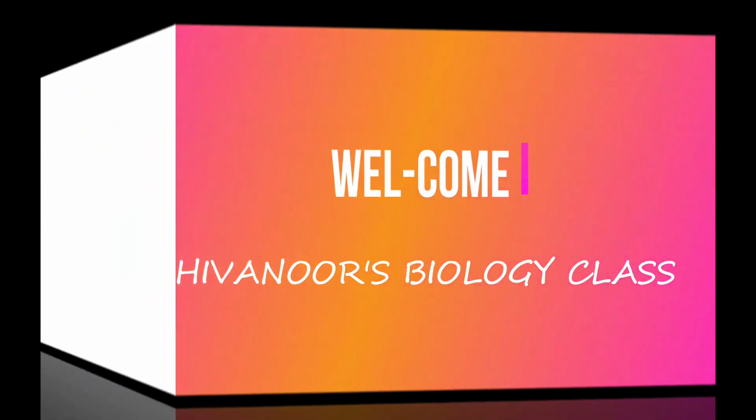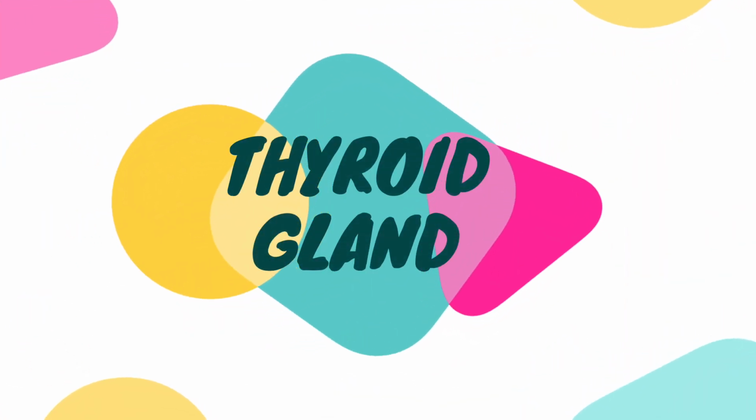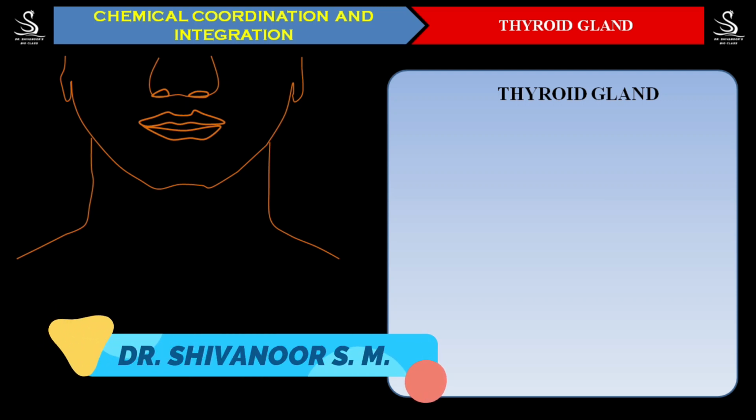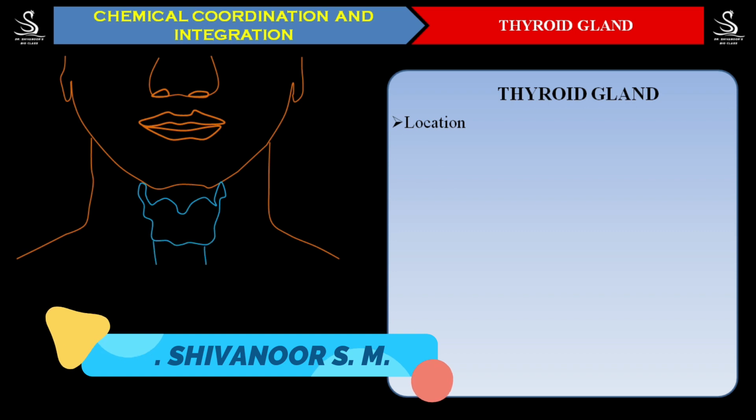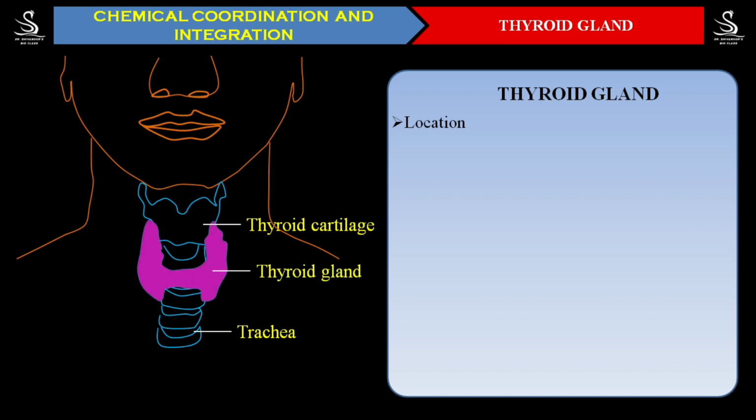Today in this class we are going to understand the thyroid gland, one of the very important and special endocrine glands. First let us see where the thyroid gland is located. Thyroid gland is located in our neck region. Suppose this is the thyroid cartilage, and below that we will see a tubular structure called the trachea. Here in this location, the thyroid gland is located. On either side of the trachea, you will find the thyroid gland in the neck region.